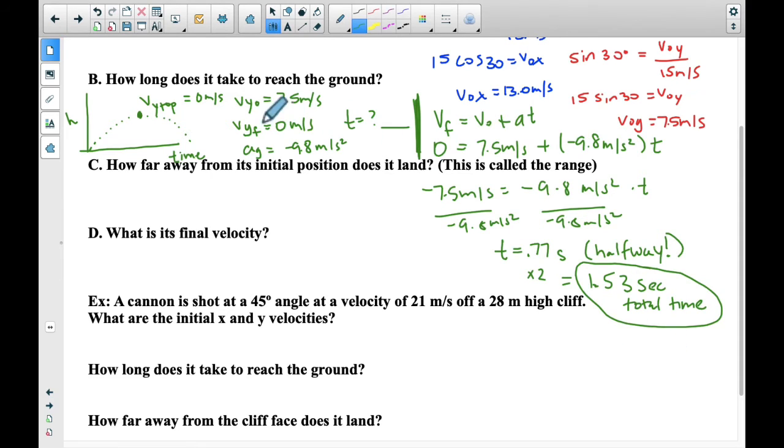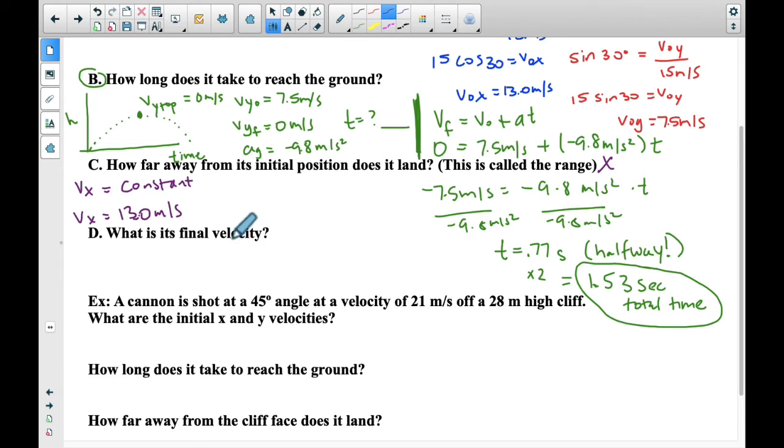Okay, all of that green stuff all went with part B. Like I said, it got kind of too much space, but let's take a look now at part C. How far away from its initial position does it land? Remember that when we are going in the x direction, this is called the range, and when we are going in the x direction, the velocity is constant.